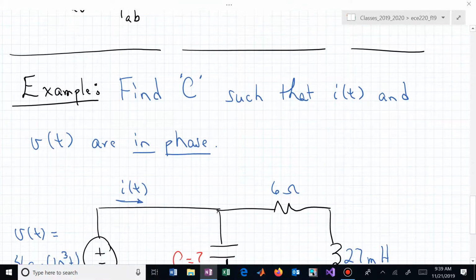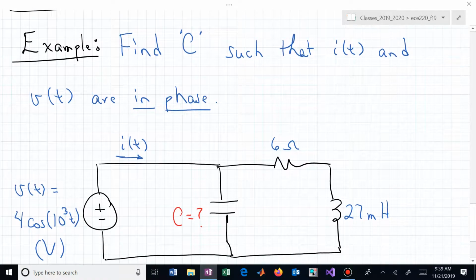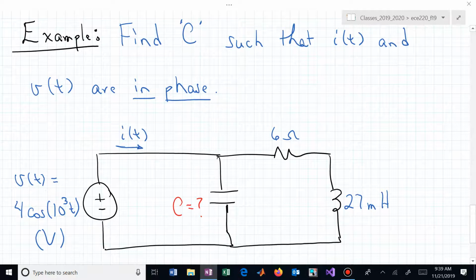All right, so here is our first example. Find C, find the capacitor such that the current being supplied by this voltage source is in fact in phase with the voltage source. We now want to find a value of C that would allow I of t and V of t to have the same phase.